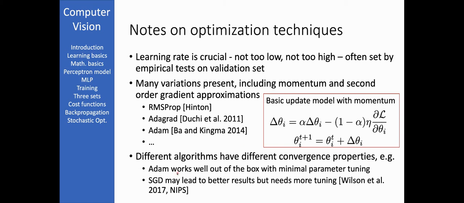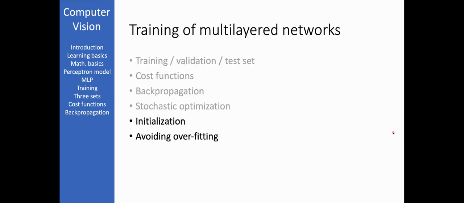Usually the algorithm that's called ADAM, which implements a slightly different variation of this momentum, works well out of the box with minimal parameter tuning. Same thing with RMSprop. Stochastic gradient descent, on the other hand, the simplest version without momentum, can lead to better results with a lot of tuning. And that was a very recent result that was published in the NeurIPS conference. Okay, so now we know how to compute the gradients, we know how to update the parameters. The only thing that's really needed is, how do we actually initialize the parameters?